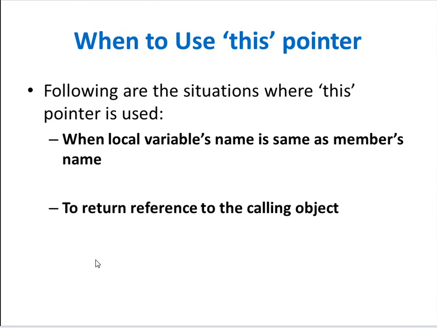When to use the this pointer, this is the main thing. Following are the situations where the this pointer is used. The first situation is when local variable names in a main program are the same as member names in a class. The second is to return a reference to the calling object. These are the two situations where we use the this pointer.